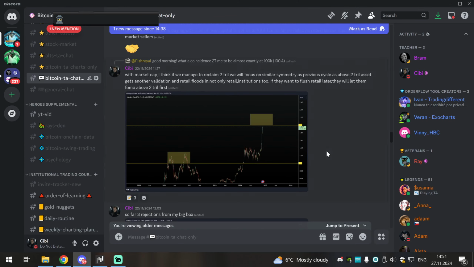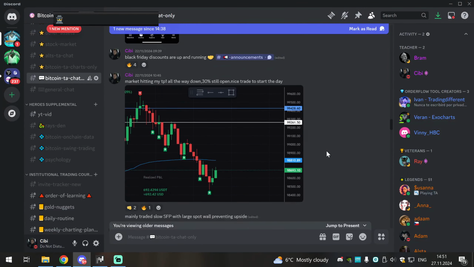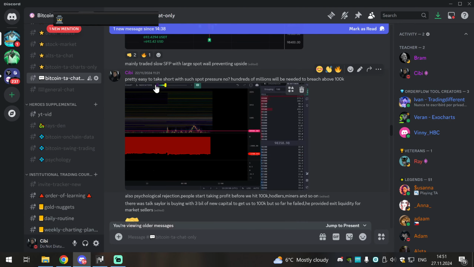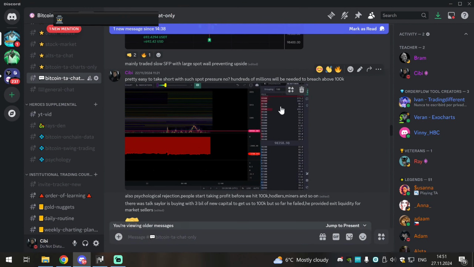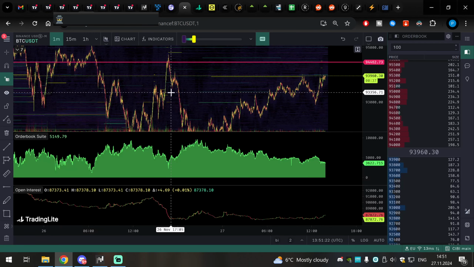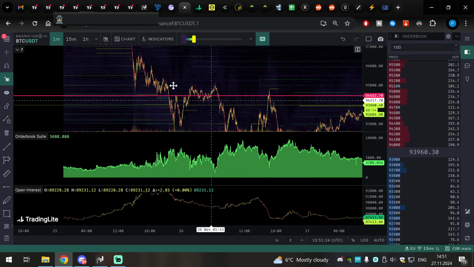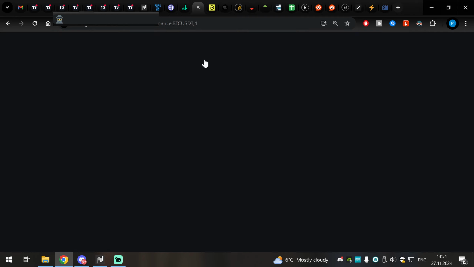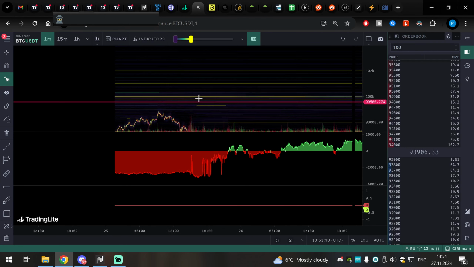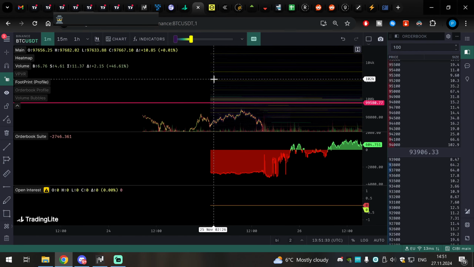This was one of the areas when I was posting. I'm getting into short. It's pretty easy to take a short with such spot pressure. Hundreds of millions will be needed to breach above 100,000. That was my thinking. We can go to Tradinglite, over here, 100,000. We need to go to spot because the perpetual markets didn't have as much resistance up there.